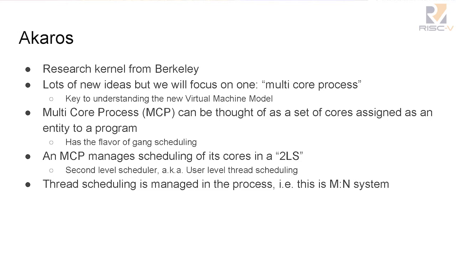The key scheduling element in ACROS is a core, a set of cores, not a process as in the old Unix model. Basically you take that set of cores and you have this entity called a multi-core process, which owns that set of cores. And in that multi-core process, there's a second level scheduler, or a user level scheduler, people might call it. And so the assignment of threads to cores is done in user mode in ACROS, not by a kernel.